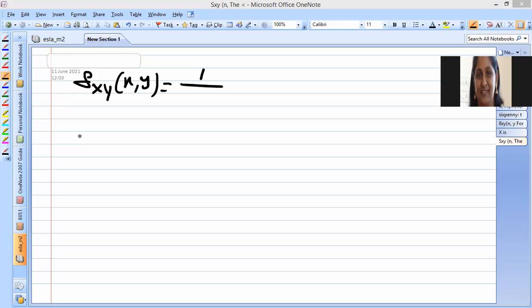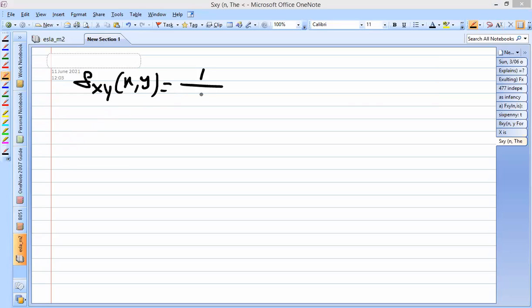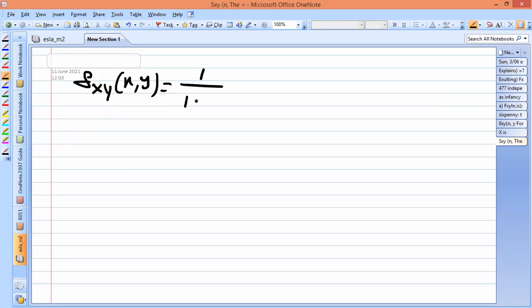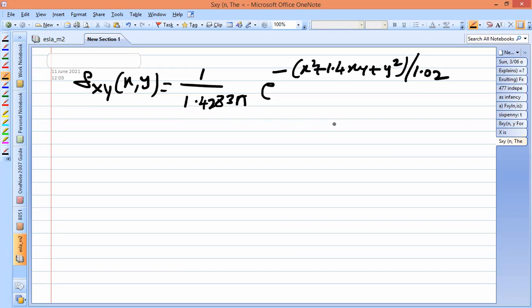Okay, the PDF is given: fxy of x comma y, which is defined as 1 divided by 1.4283 pi exponential. I'll write it in terms of e itself. So e to the power minus of x square plus 1.4xy plus y square divided by 1.02. This is the PDF given. He also says that x and y both lie between minus infinity and plus infinity.